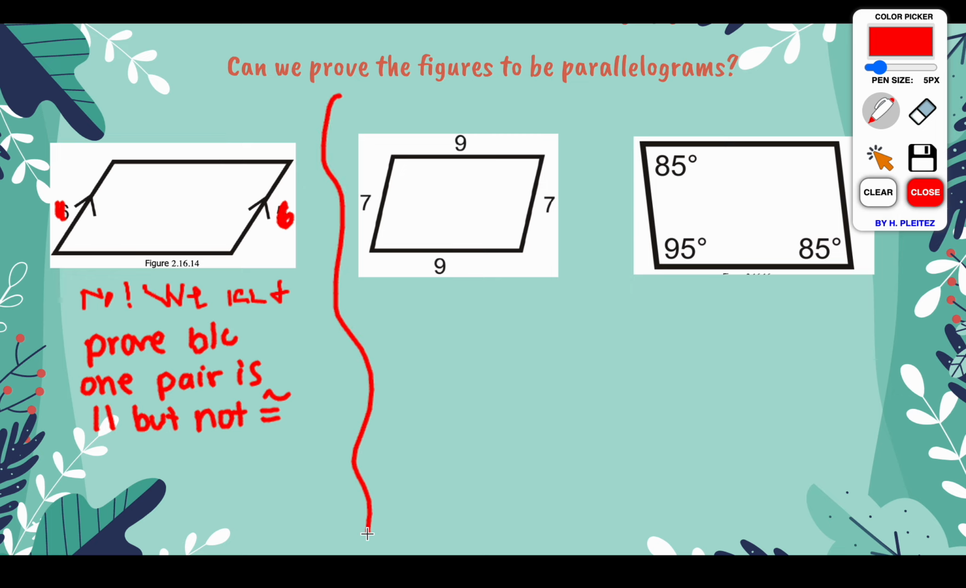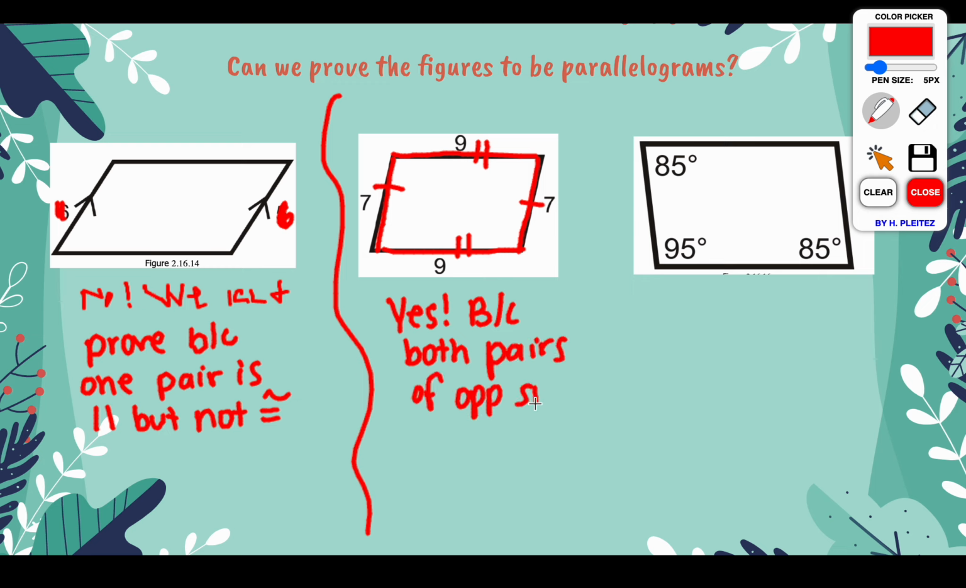Okay, wonderful. Next one. So we have information about both pairs of opposite sides here. So let's see what we have. It's giving us that this pair of opposite sides, 7 and 7, we know those two sides are congruent, right? Then we have these two sides are 9 and 9. So if you go back, I'm not going to keep flipping back to that slide because you guys have it in front of you. But we see that both pairs of opposite sides are congruent. So yes, it's a parallelogram because both pairs of opposite sides are congruent.